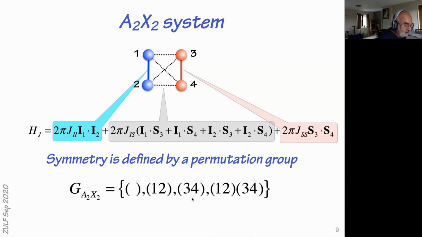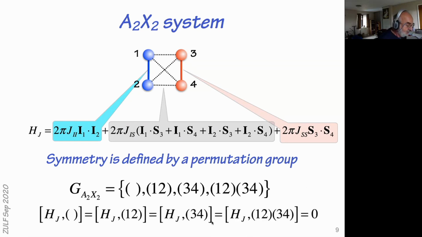The same is true for swapping 3 and 4, and for swapping 1 and 2 and swapping 3 and 4 at the same time. That's what this means: with the double swap, the Hamiltonian is also invariant. And if you do nothing at all, which is the empty bracket here, then of course the Hamiltonian is invariant. In technical mathematics, this forms what's called a group, and from that property all sorts of mathematical properties flow, some of which we use in the theory. So the Hamiltonian commutes with all of these permutation operations, and we say that the Hamiltonian HJ belongs to the symmetry group defined here. That's a very abstract way of defining the symmetry properties of the Hamiltonian.